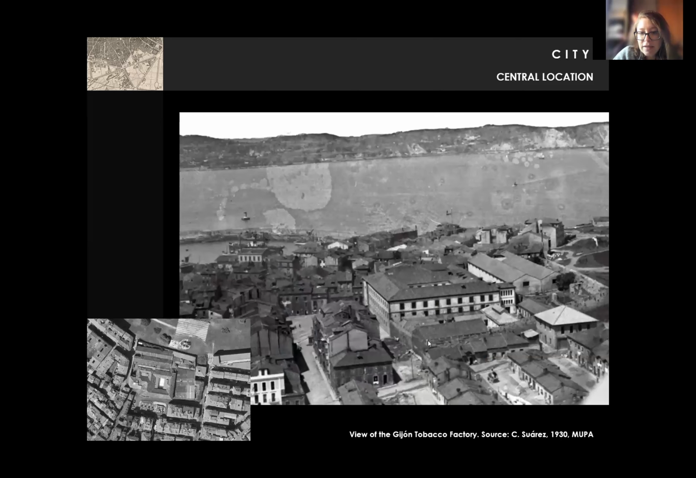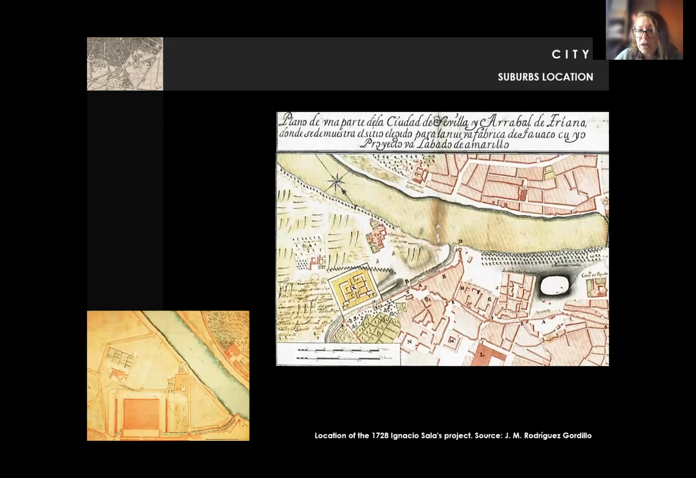So, as you can see, all of the factories closed in the first decade of the 21st century. Many of them were working till then, particularly the factory of Gijón, which was functioning till 2002 in this very location. It was a picturesque location, but also very difficult for production needs: the transportation of the raw material and the manufactured product.